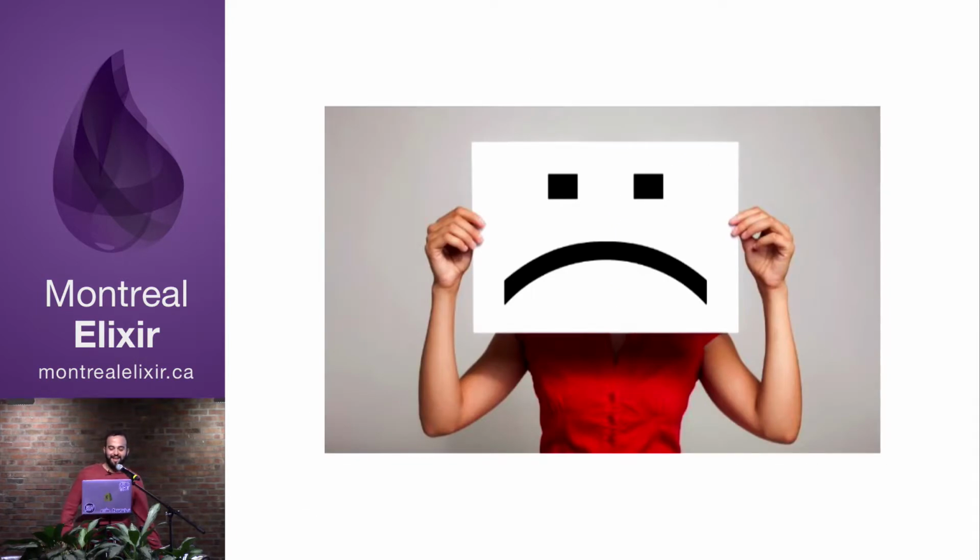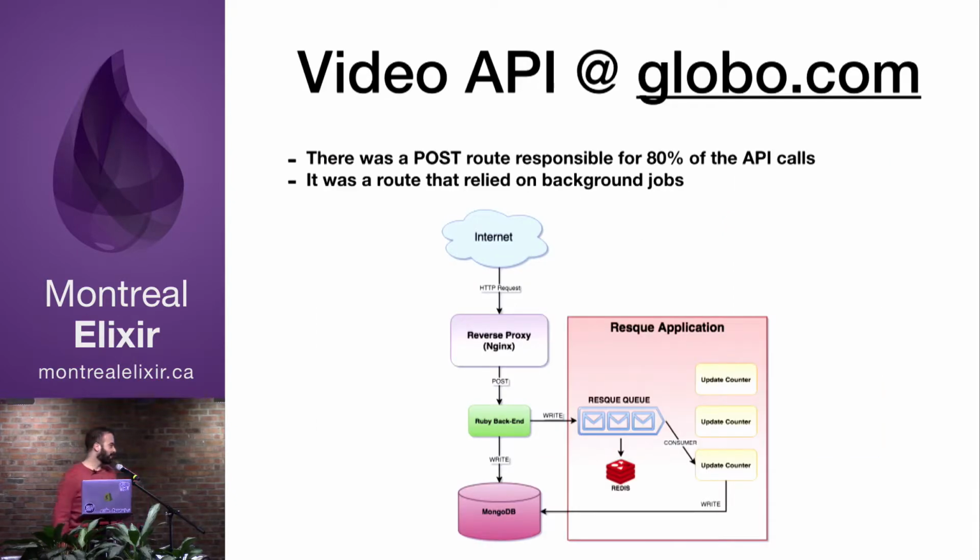But in the end, we were not so secure about the solution. We knew that we could do more, so we decided to revisit what we did before. Basically, there was this route, an API post route, that was responsible for 80% of the API calls.